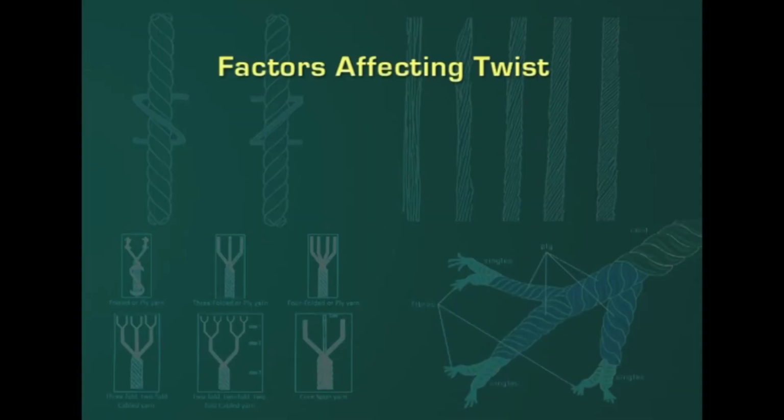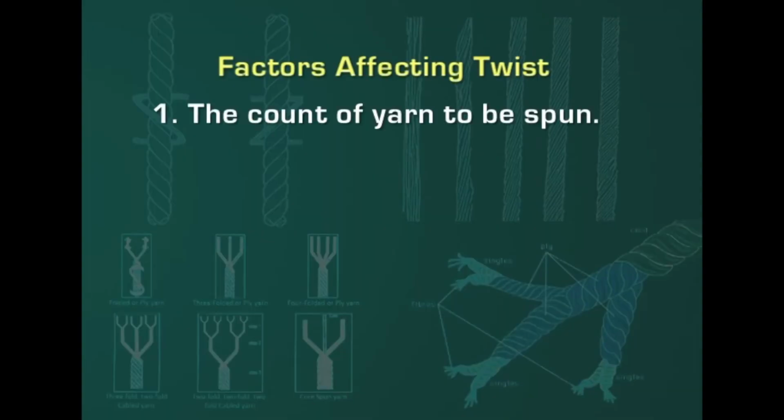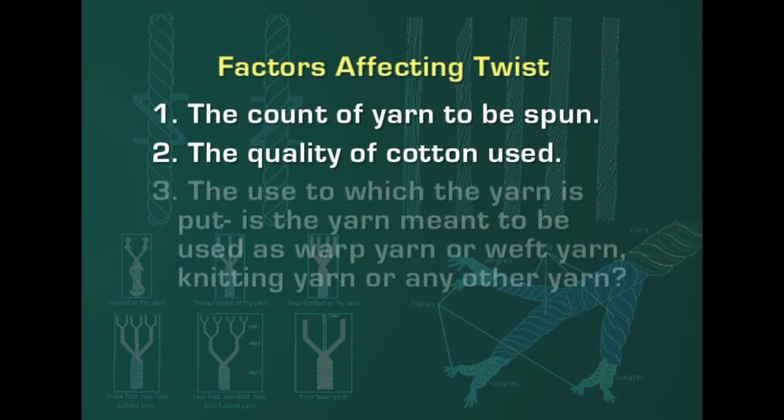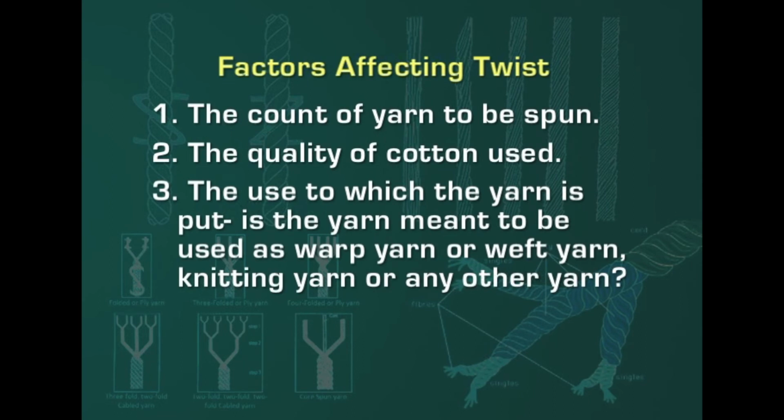Now, there are certain factors that would affect the twist. One is the count of the yarn that is to be spun. So, what is it that we want a count for, whether it is for a knitting yarn or for a woven fabric. So, that has to be considered, and the quality of fiber or the cotton that we are going to use in spinning that yarn. And then we would like to know whether that yarn is to be used as a warp yarn or a weft yarn. So, even then there is a chance for the twist factor.